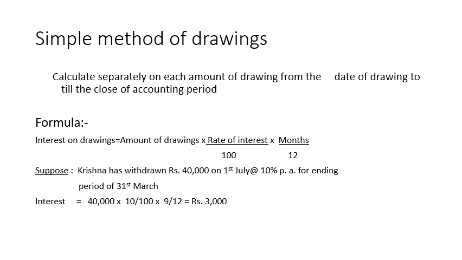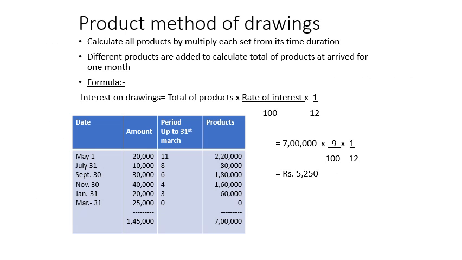In the same manner, other interest on drawings can be calculated. If Krishna has withdrawn money many times, the interest on each is calculated and the sum is the total amount charged from Krishna. This is the simple method, which students can apply very easily. Now the second method is the product method of drawings.